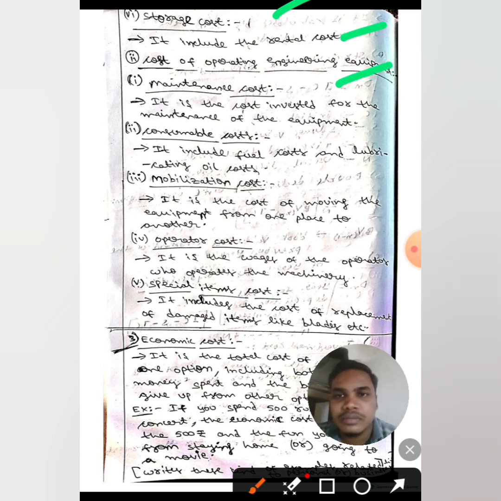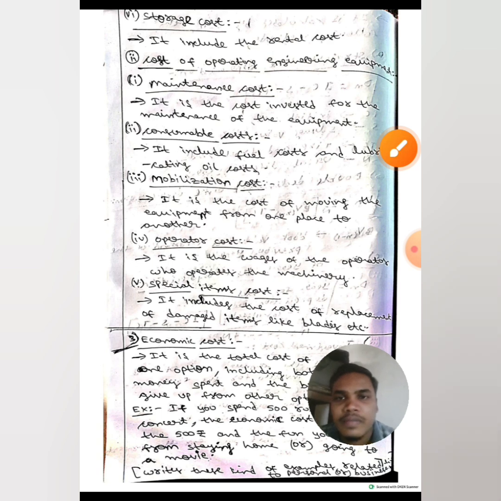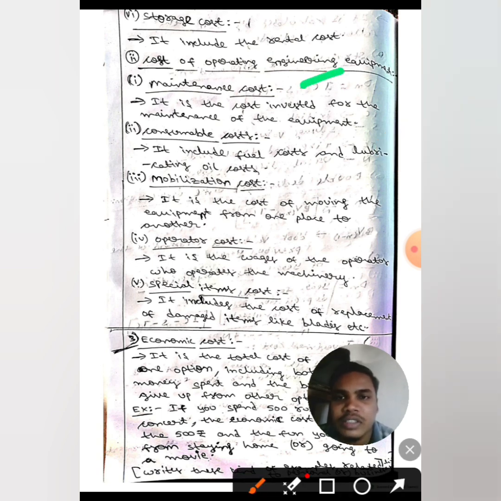The next one is the cost of operating engineering equipment. Here the first one is maintenance cost. It is the cost invested for the maintenance of the equipment. The next one is consumable cost. Here it includes fuel cost and lubricant and oil cost, etc. The next one is mobilization cost. It is the cost of moving the equipment from one place to another.